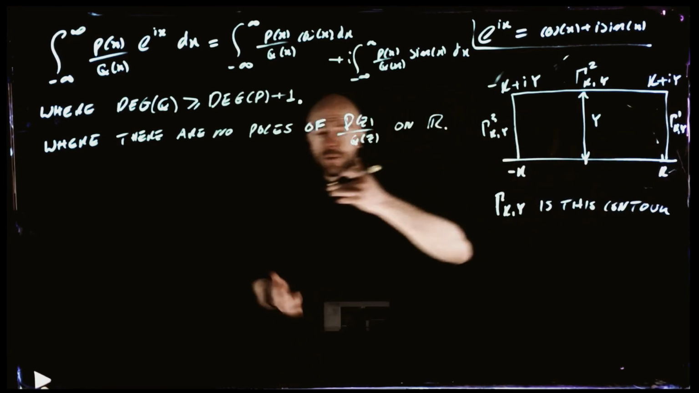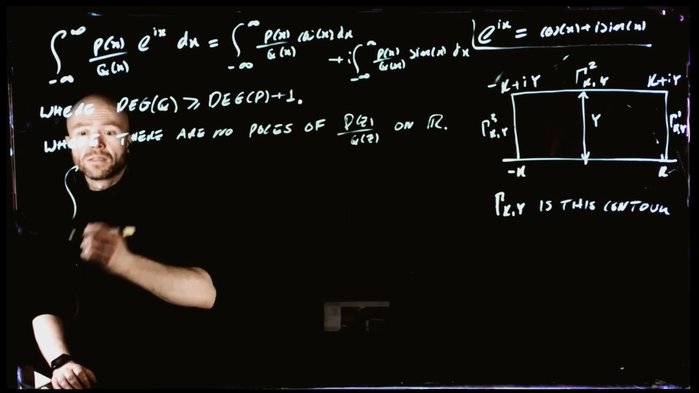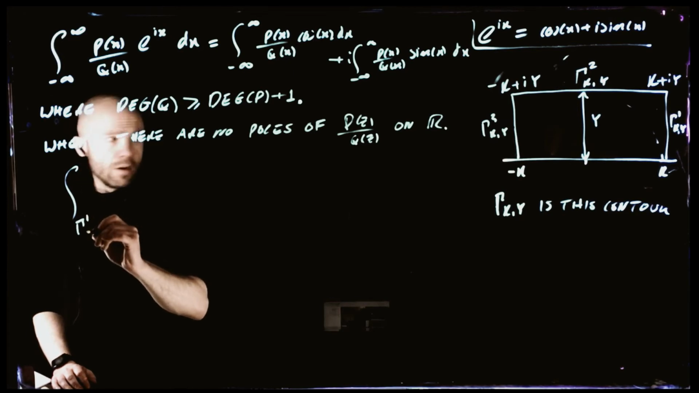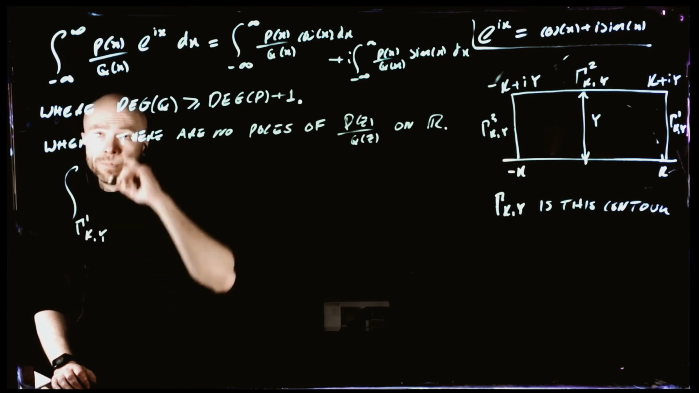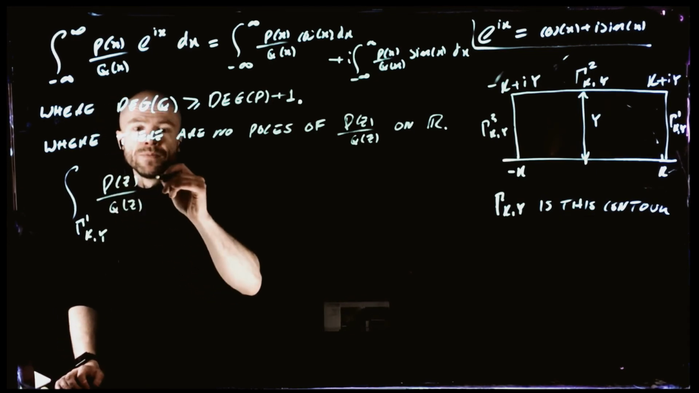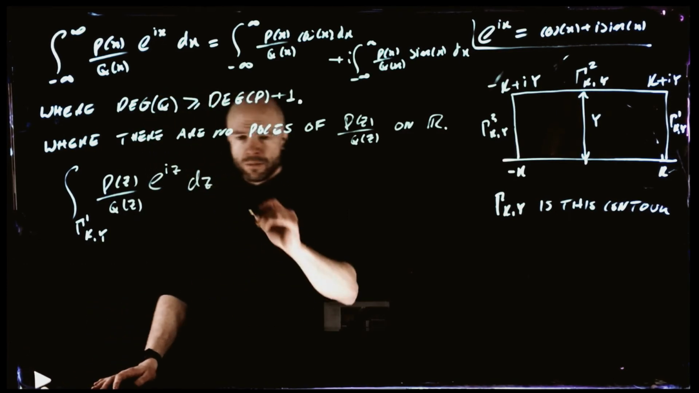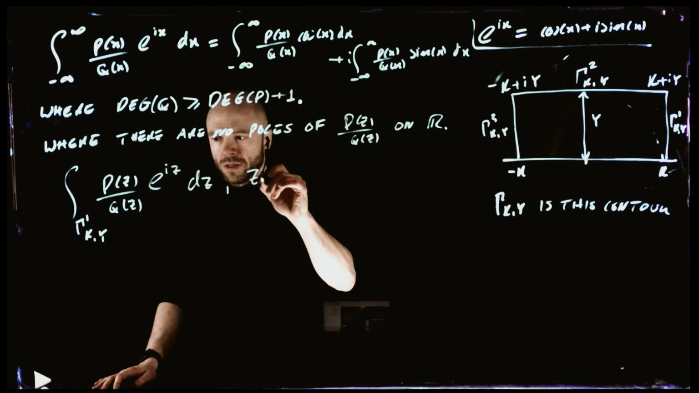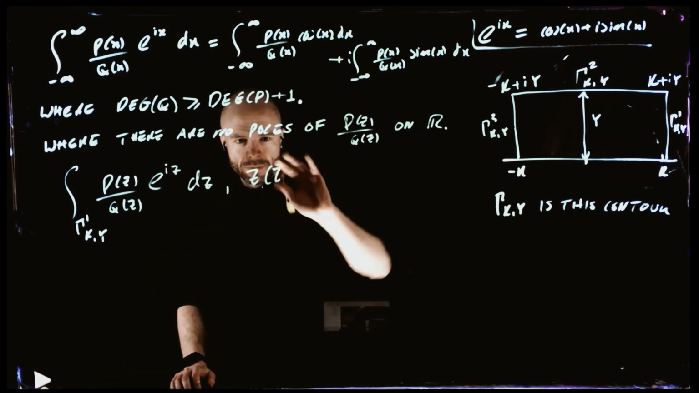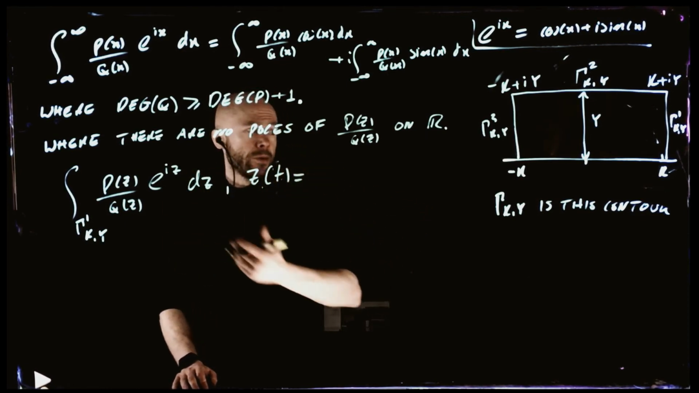All right, so let's start by trying to estimate gamma 1. It's going to be the same for gamma 3, but let's see how it goes. So if we turn this into a complex integral, then we are integrating over gamma 1 of y, P of z over Q of z, e to the iz dz. We just put in the parameterization, right? Let's just call it z of t, the thing that parameterizes this curve.